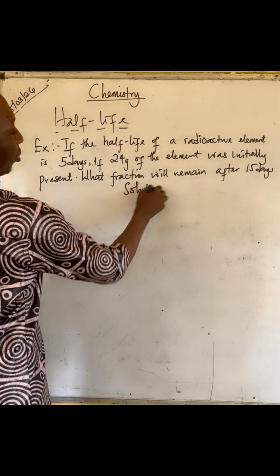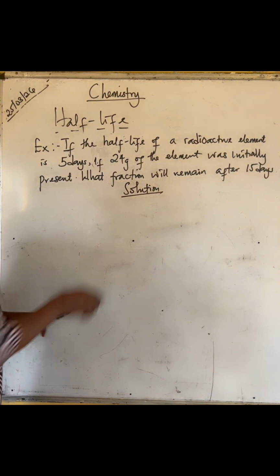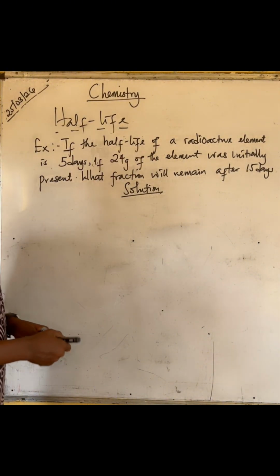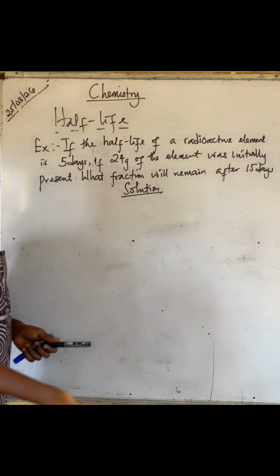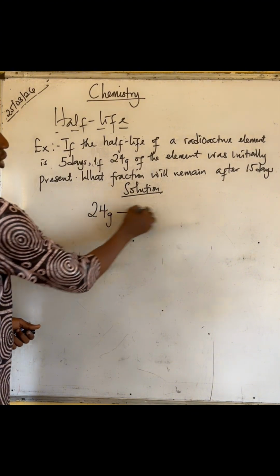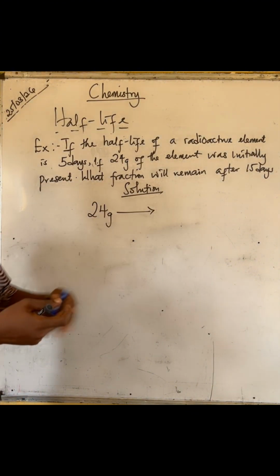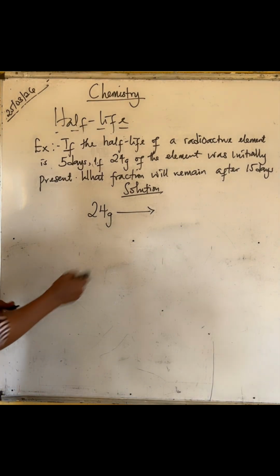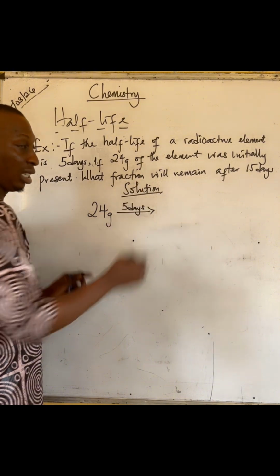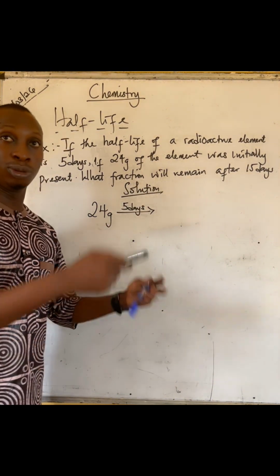Solution. Now let's solve this problem. We have a question. They've given you the half-life of an element to be 5 days. So the half-life is 5 days. And 24 grams of this element was initially present. So the question is, what fraction will remain after 15 days? Now, if the half-life of the material is 5 days, don't forget what half-life is: the time taken for half the mass of a sample, an isotope, to disintegrate.